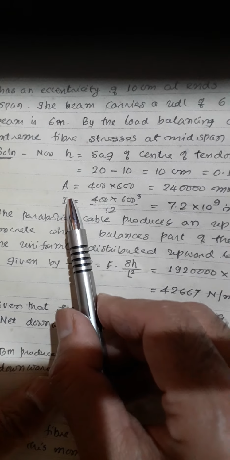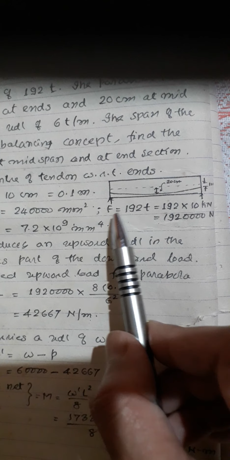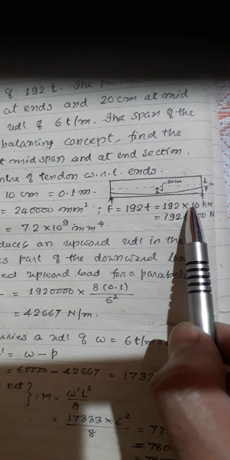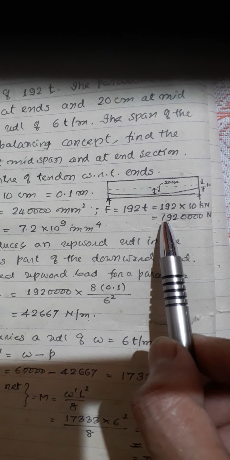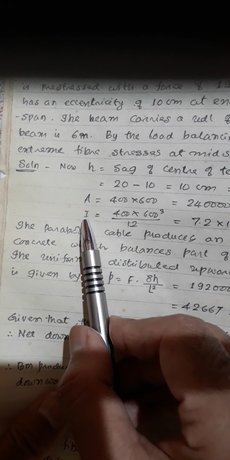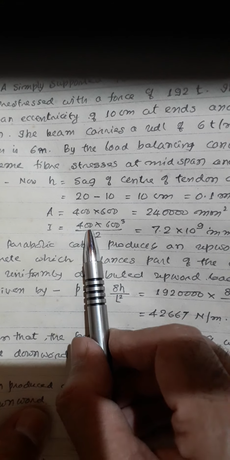As usual, area is 400 mm by 600 mm, that can be easily calculated. Pre-stressing force given is 192 tons, or it is 192 into 10 kilonewton, or it is into 1000 newtons. So much newtons. Also moment of inertia can be easily calculated. It is BD cube by 12. It is so much.